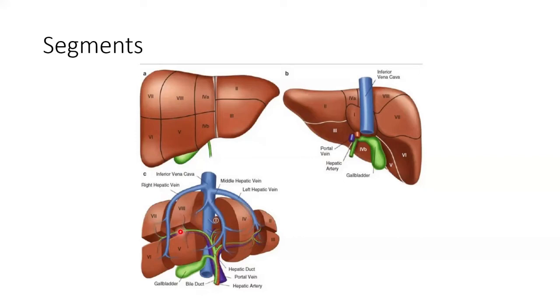So they usually supply each segment like this. But the hepatic veins drain between these segments. If you remember the blood supply of the lungs as well, you had the bronchi and the pulmonary arteries supplying the segments, and the pulmonary veins drained between the bronchopulmonary segments. Like that, here also it's the same, right? The veins drain between the segments, and the arteries and these ducts each supply one segment.